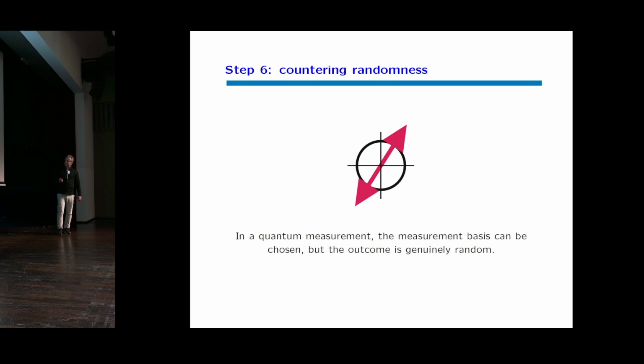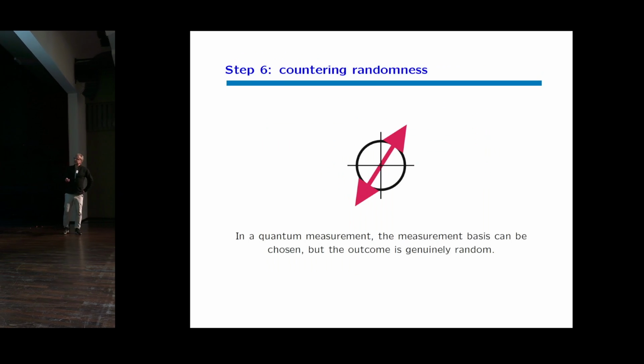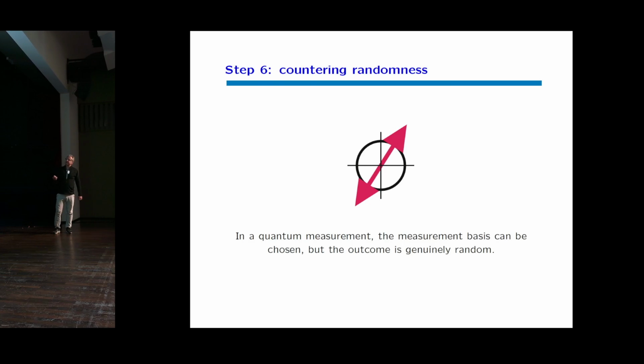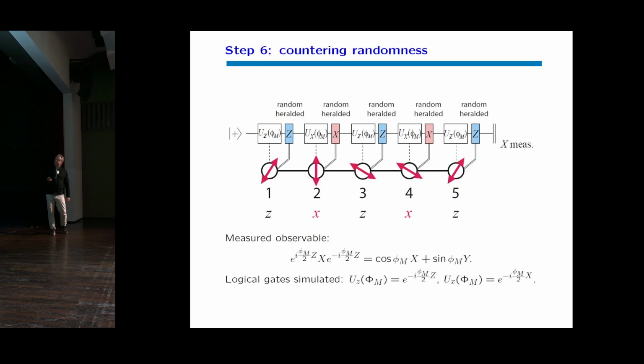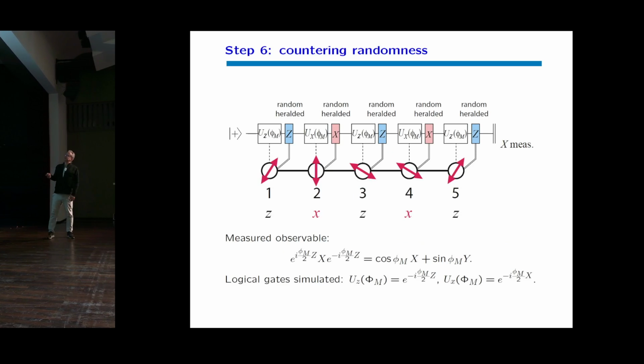Good. Okay, so I think I said this a couple of times. In a quantum measurement, you can choose the basis, but not the outcome. So you'll get random outcomes. And we've already seen what they do. They give us these additional Pauli operators, yeah? So what we call byproduct operators. So how do we get rid of them? Okay, so this is how to get rid of them. So that's what you see here.